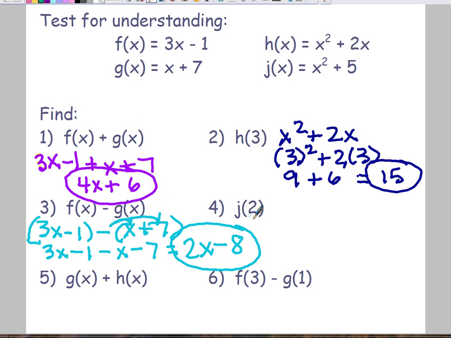Next, let's look at j of 2. That tells me use function j, which was x squared plus 5, and replace our x with a 2. 2 squared, or 2 times 2 gives me 4, plus 5, I get 9.